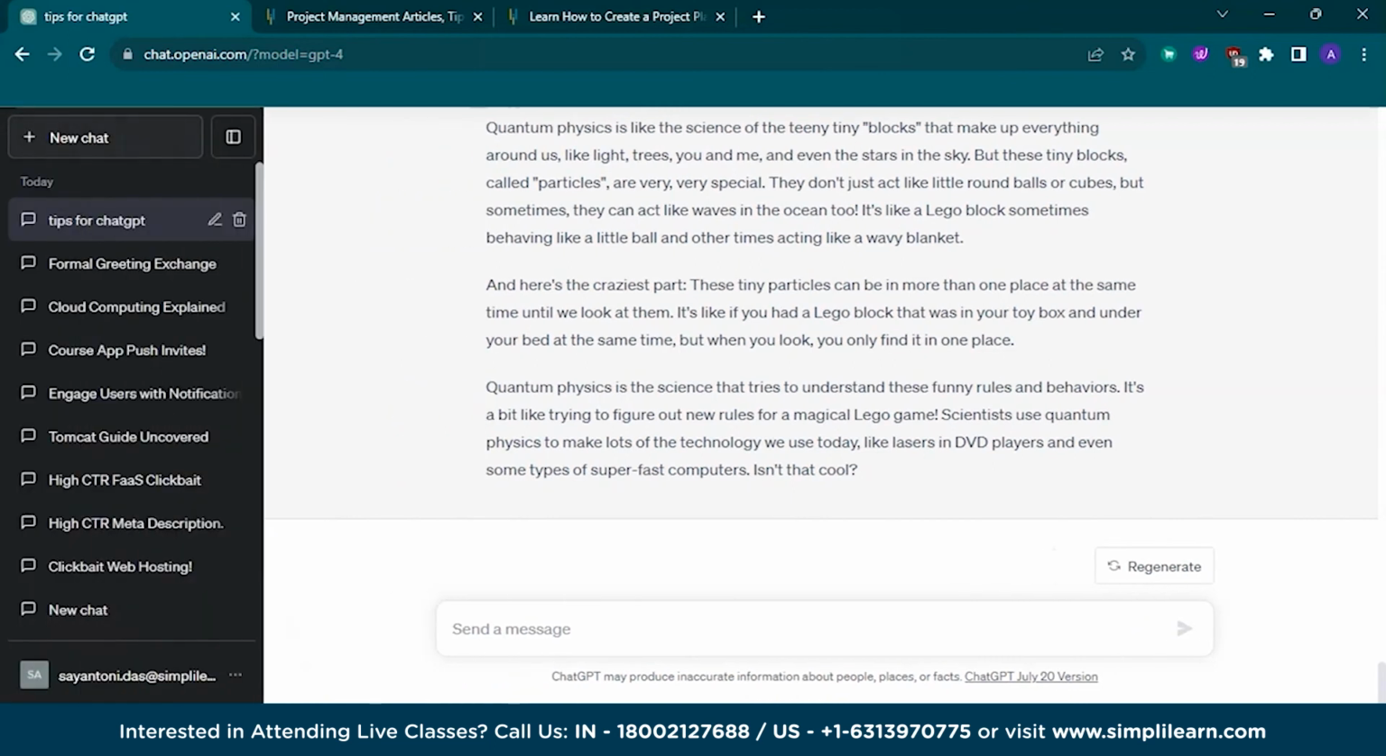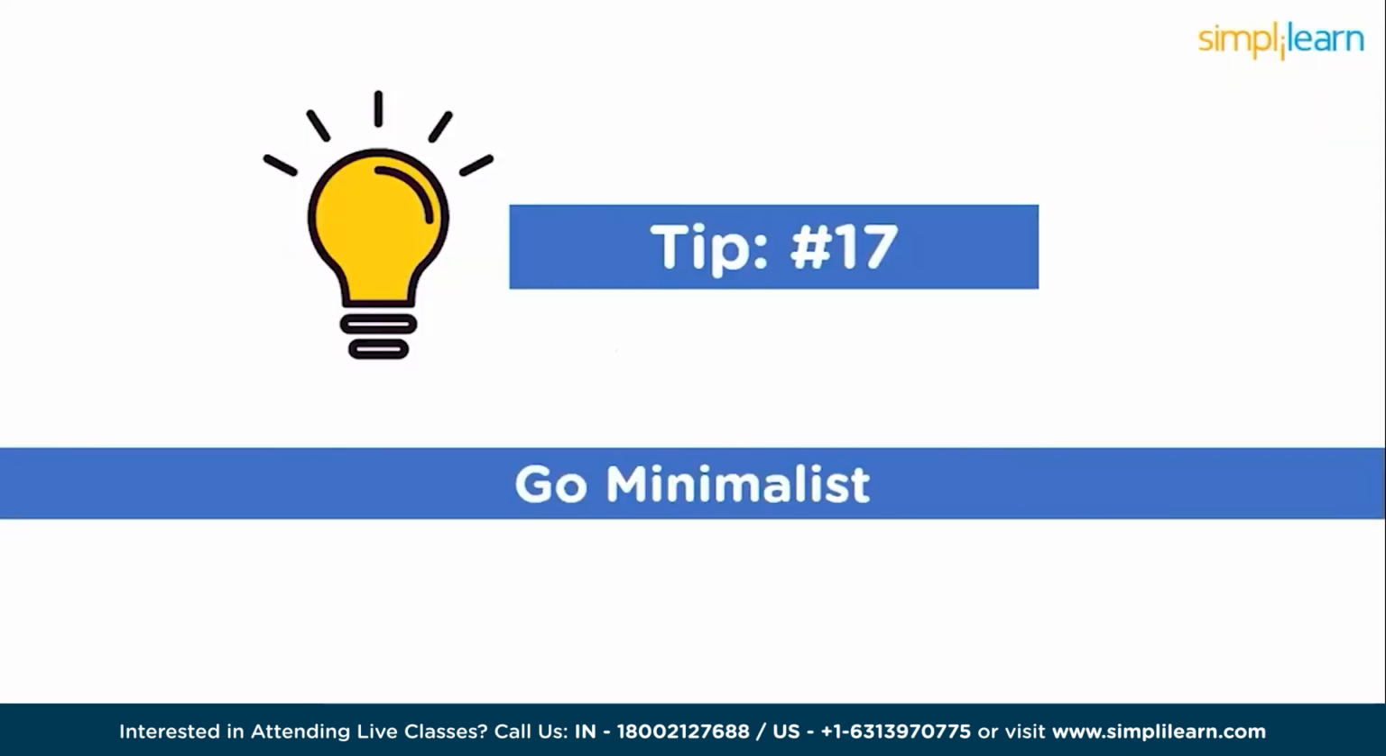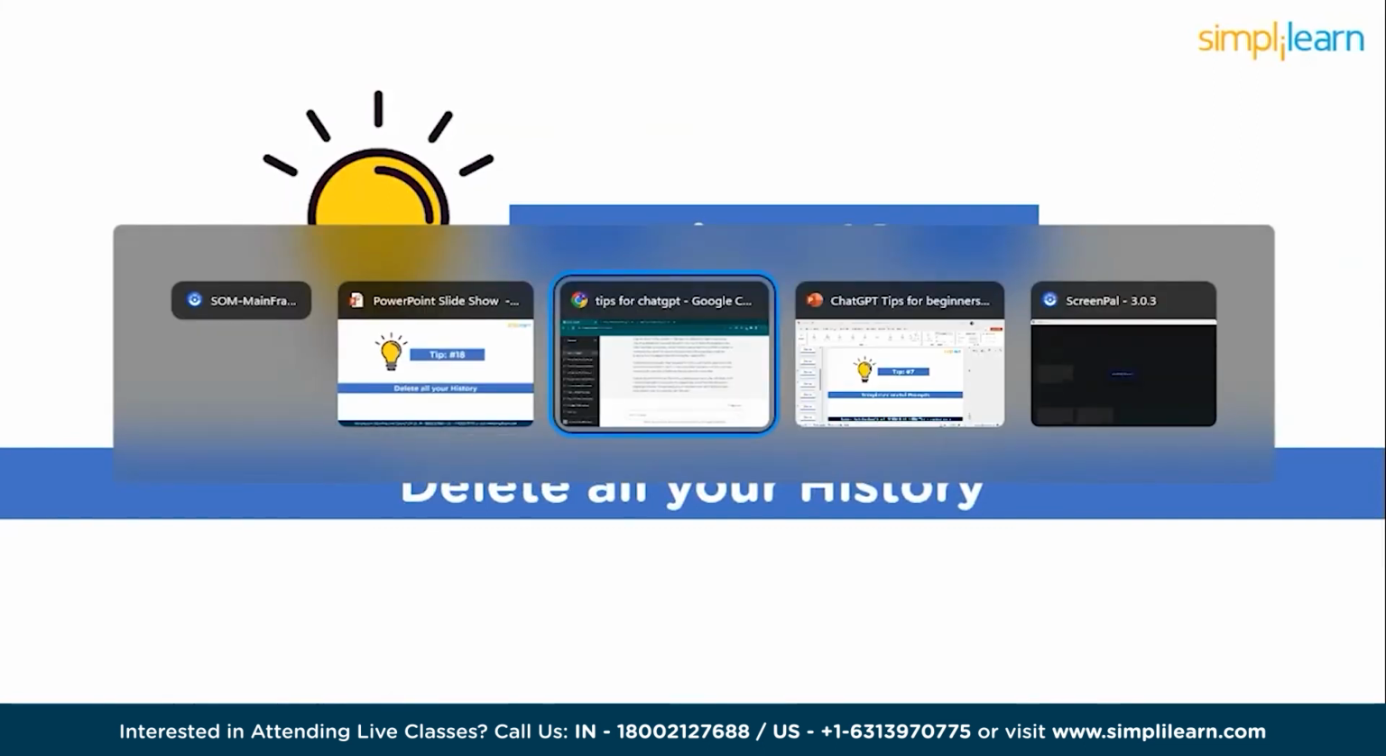And you can delete all your history. In settings, you can find the delete all history button. Clicking this will erase all your previous chats, and for privacy reasons, you might want to delete your chat history. You can do this by going to your settings and selecting delete all history. So this was our tip number 18, that is delete all your history.